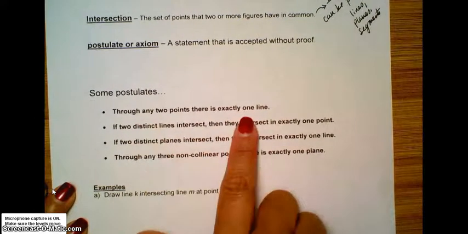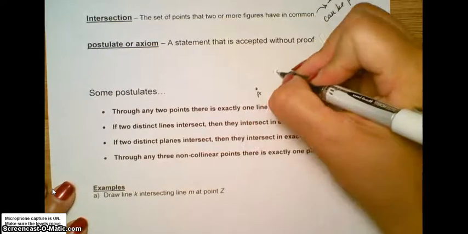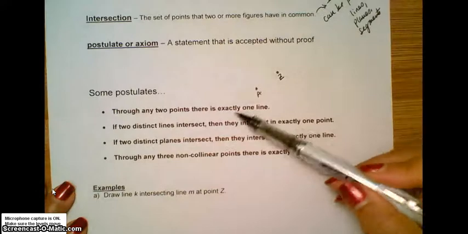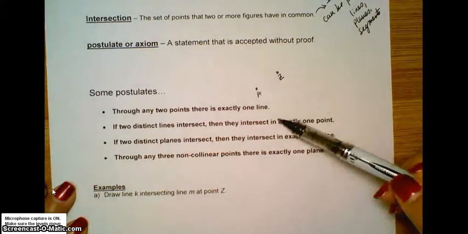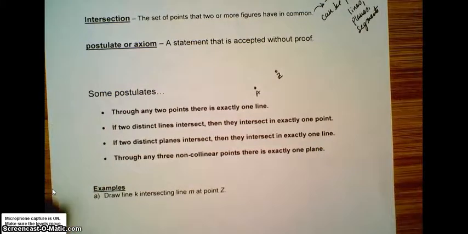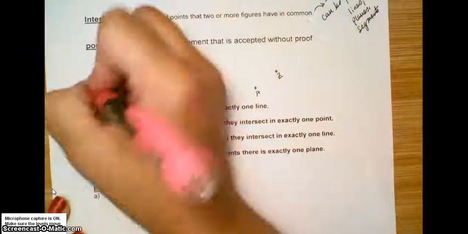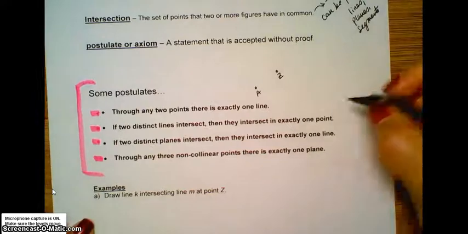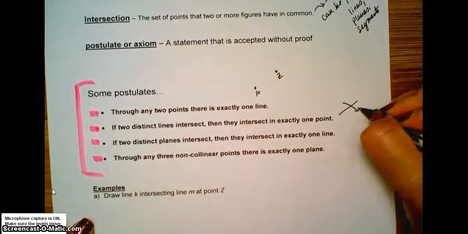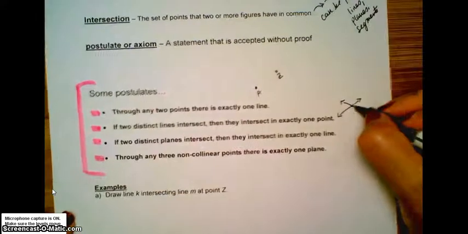Through any 2 points, there is exactly one line. Picture it, if you will, point A and point Z. There is only one possible line that I can draw through those 2 points. Second one, if 2 distinct lines intersect, then they intersect in exactly 1 point. Picture that your 2 lines are crossing each other. And when those 2 lines cross each other, of course, their intersection will be a single point.